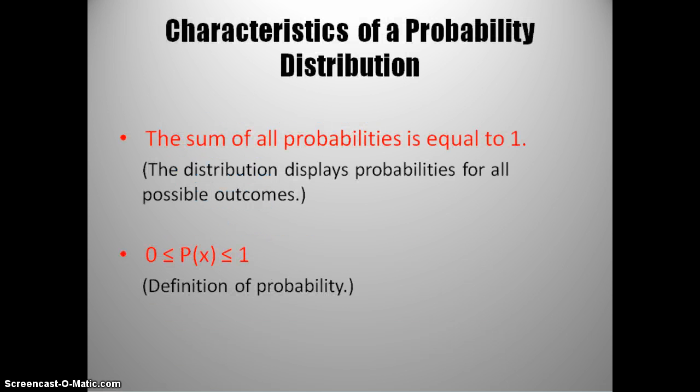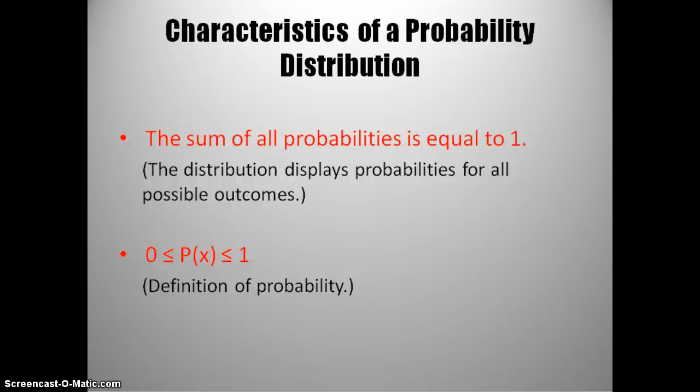Now, some characteristics of a probability distribution are, first, the sum of all probabilities is equal to 1, and that's just because the distribution displays the probabilities for all of the possible outcomes. So when you add them all together, you should get the probability of 1, because those are the only things that can happen for that experiment.